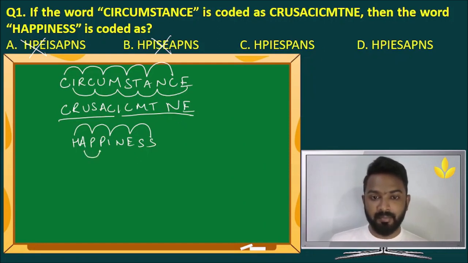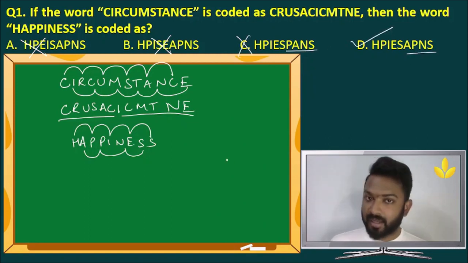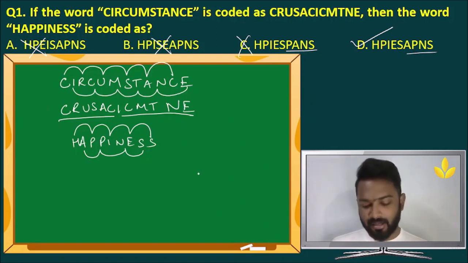After that, APNS. So C is also gone because this is PANS. So the answer is D, that is APNS. Done. The elimination method helps greatly when it comes to coding and decoding. So here the key was alternate letters. Let's move on.